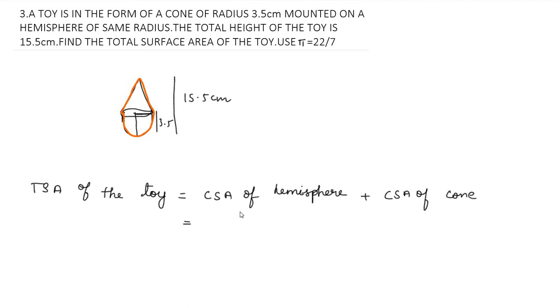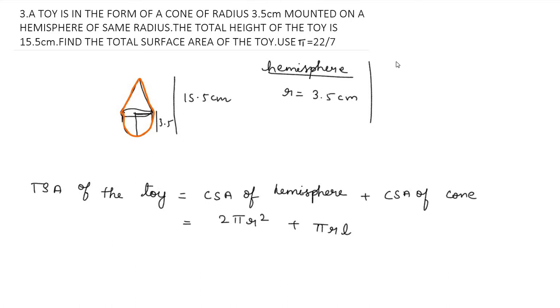Okay, and what is the formula for CSA of hemisphere? 2 pi r squared. And what is the formula for CSA of cone? Pi r L. So let us write the measurements here. Hemisphere. Okay, for hemisphere what else we need? Only the radius. So radius is 3.5 centimeter. And what about cone? We need R and L. R remains the same, but when you come to L, we are supposed to find L. Okay, what is the height of the cone? First of all, let us find height of the cone.